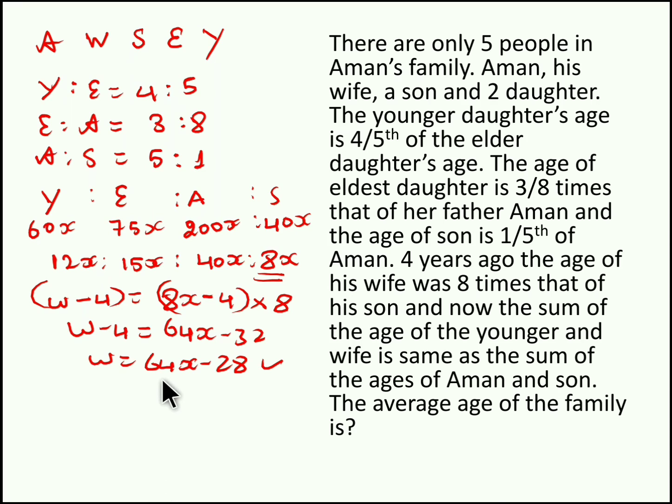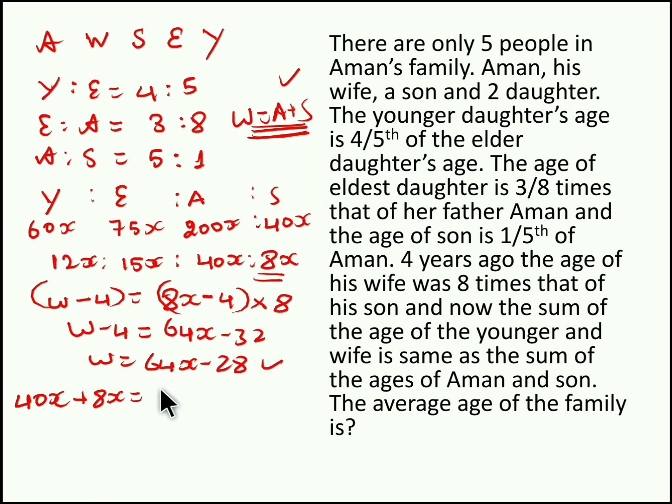Right now we got the total part values of younger daughter, elder daughter, and son, as well as his wife. Right now come to the last statement. In the last statement, it is clearly given the wife is same as the sum of ages of Aman and son. Now Aman's age is how many parts? Aman's age is 40 parts. Now we write this first. Aman's age is 40 parts and son's age is 8 parts.